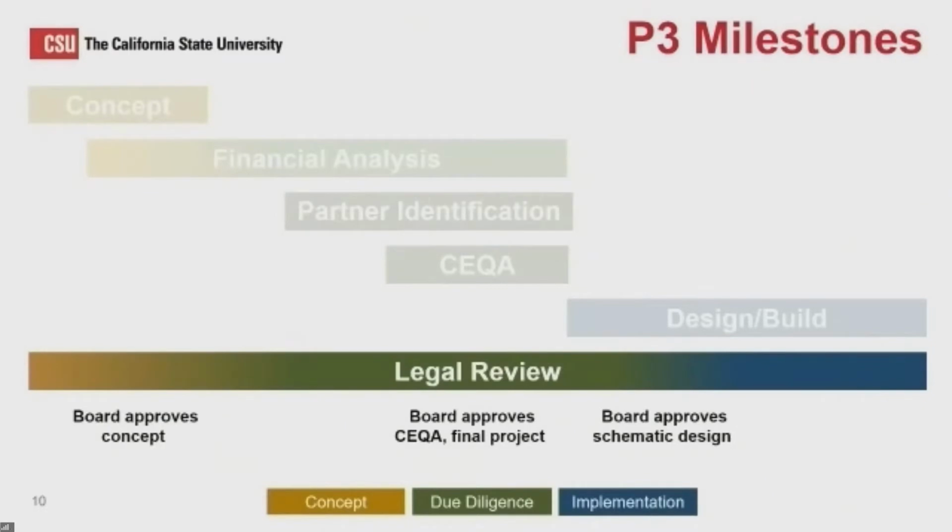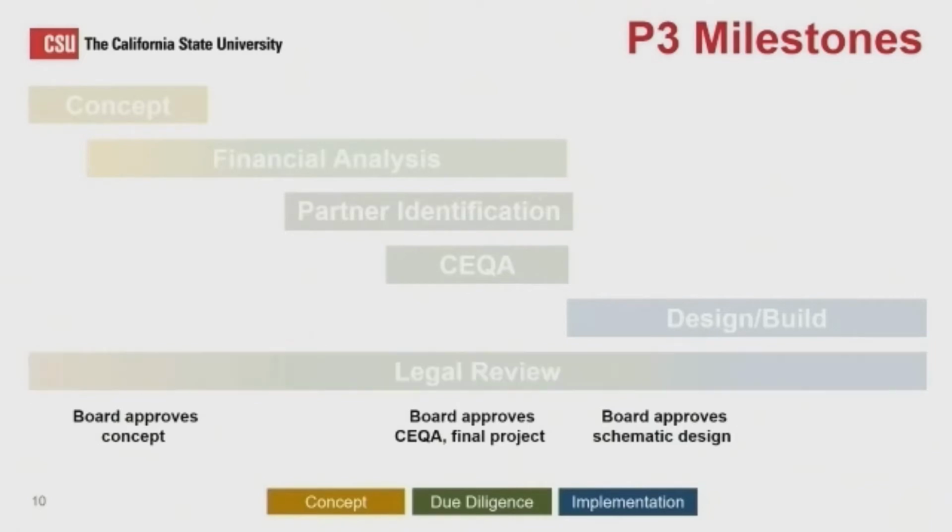So if we could go back to that process slide, you can see there's a lot of work that goes into this. And on the bottom of the slide, you see that there are three critical points at which the board is involved in these projects. Board approves concept, the CEQA and final project approval, and then the schematic design. As these projects vary so much in their type and complexity, we need to develop resources for the campuses to make their job easier and doable.